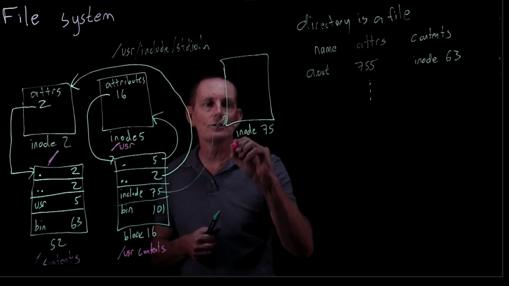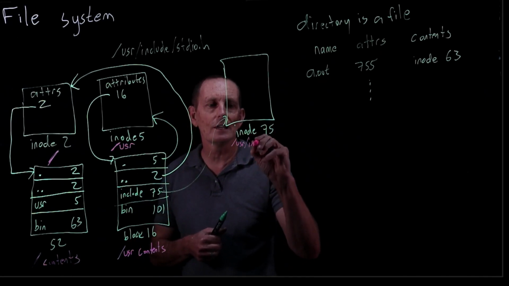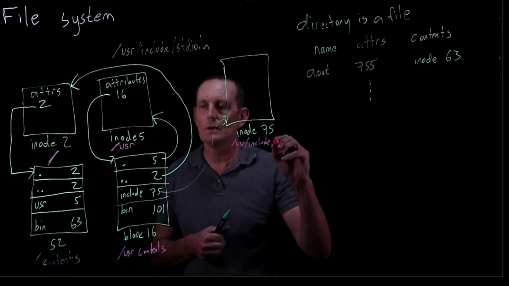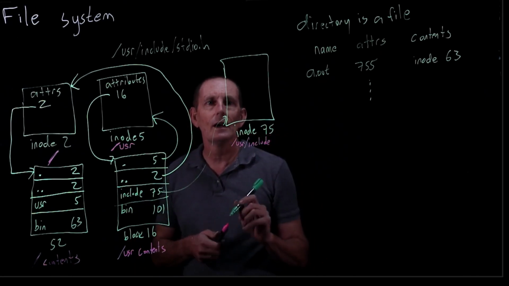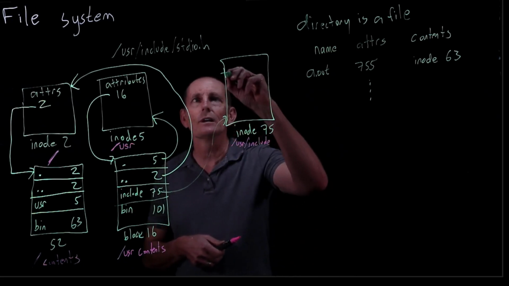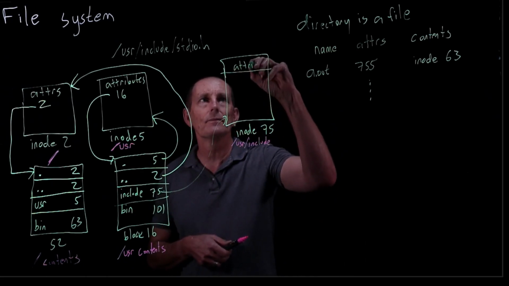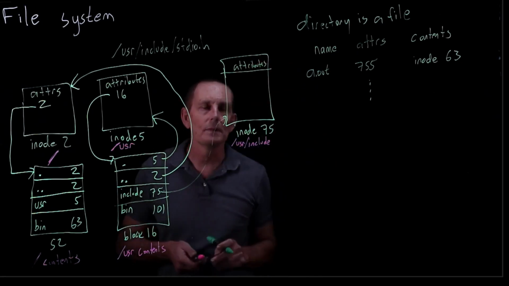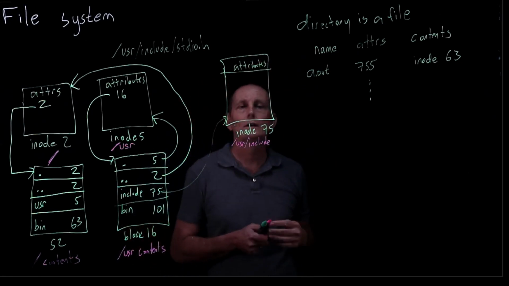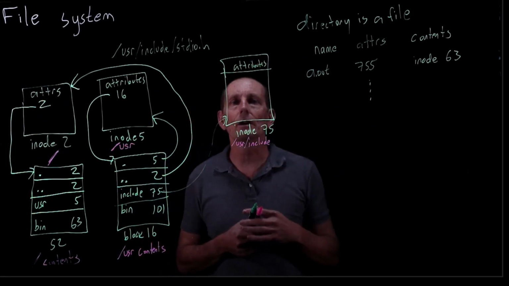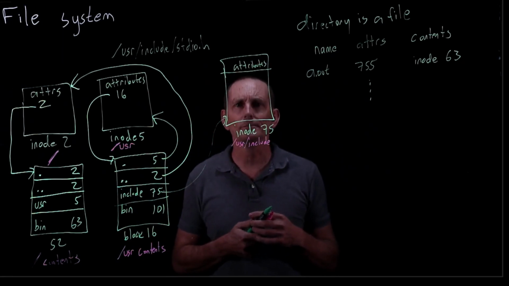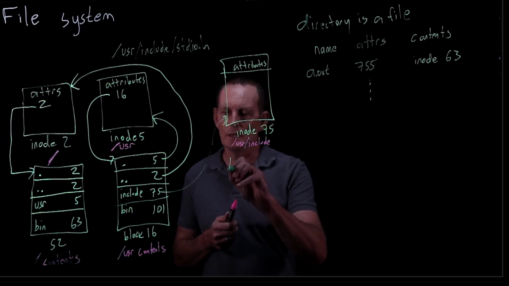So again, this is /user/include inode. And here, again, we have some attributes. The attributes include, for instance, how many references, how many links there are to this inode. And here, now we're going to look at the block.